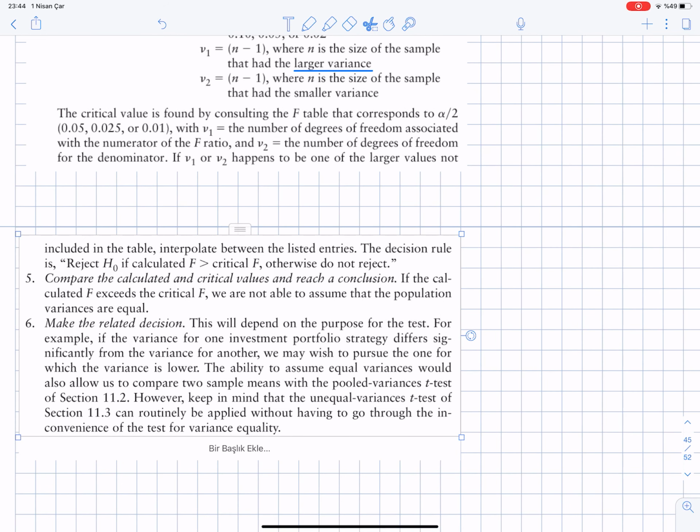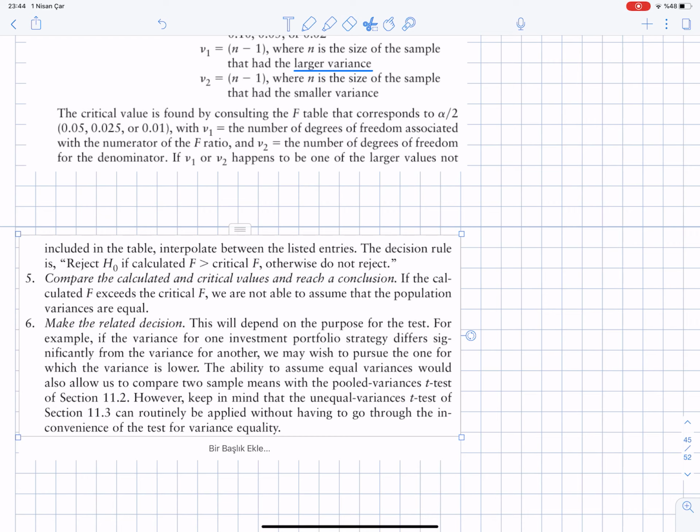So 5 and 6. If the degree of freedom v1 or v2 happens to be one of the larger values not included in the table, you can interpolate between the listed entries. The decision rule is reject the null hypothesis if the calculated F statistic is larger than the critical F, otherwise do not reject. So this is what I also taught you here. Compare the calculated and the critical values and reach a conclusion. If the calculated F exceeds the critical F, we are not able to assume that the population variances are equal. And make the related decision.